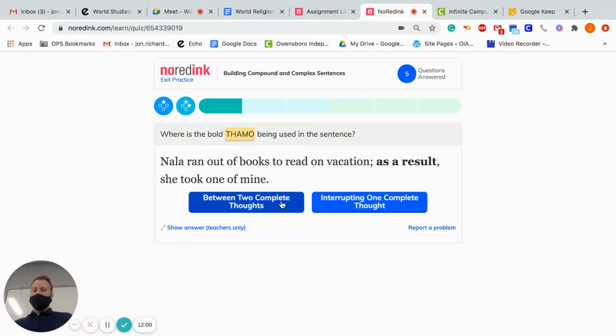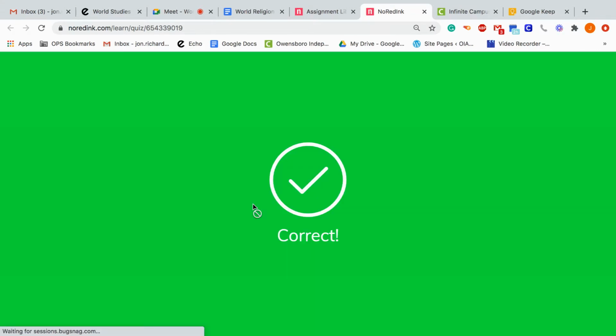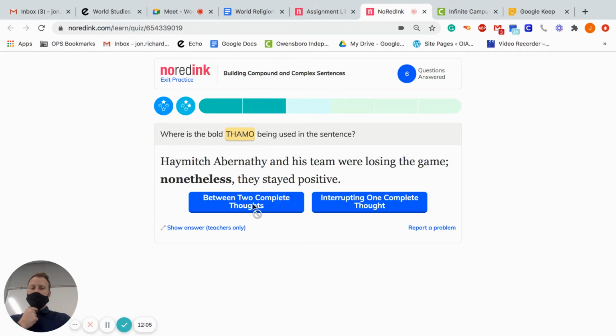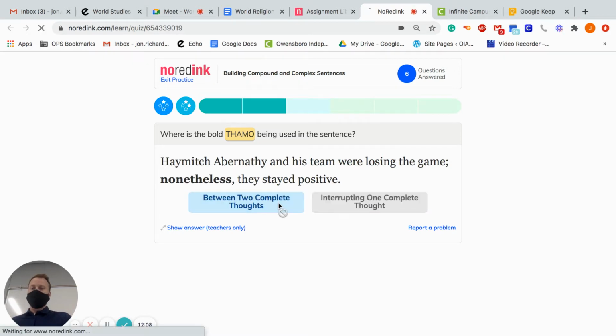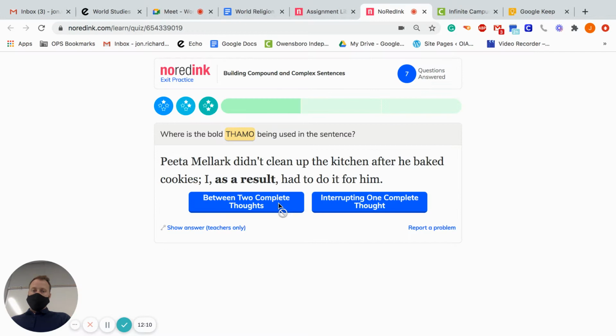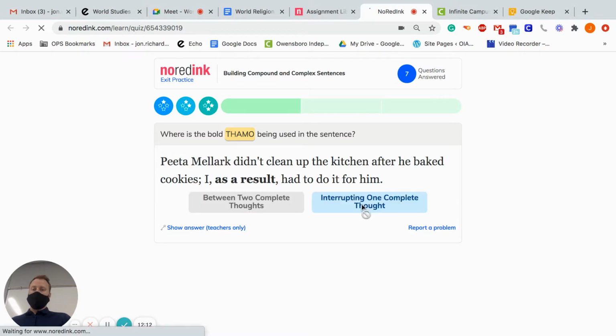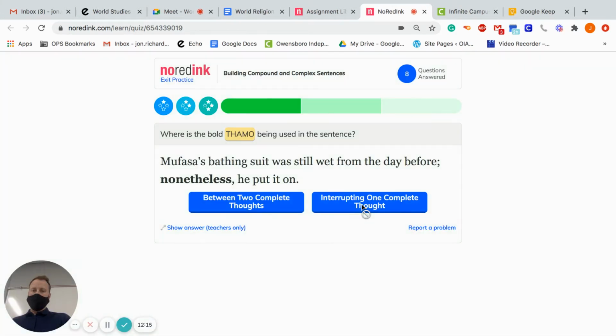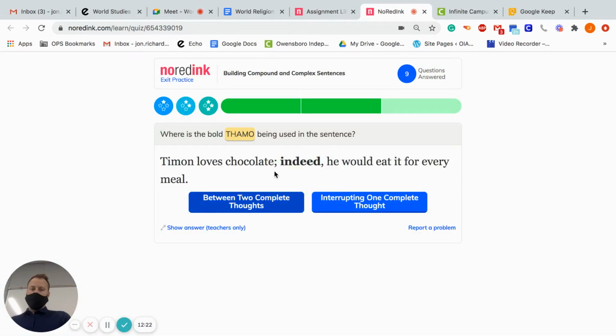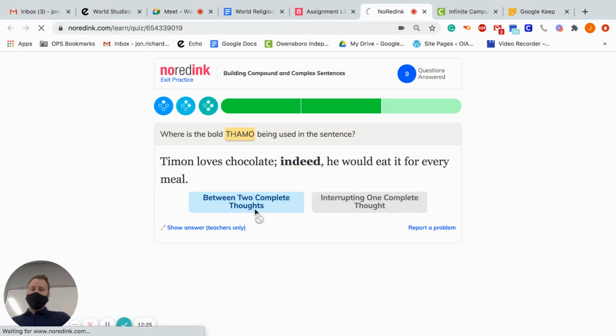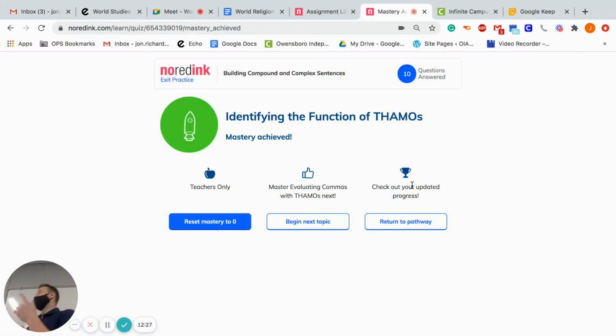Semicolon and a comma: between two complete thoughts. So you can see how fast you can get with this once you figure out the trick. Semicolon, comma, between two thoughts. Comma on both sides, interrupting one thought. Semicolon, comma, between two complete thoughts. Semicolon, comma, between two thoughts. And boom, you can see I knocked out that one section of the six in about three minutes. So once you learn the trick, you can go much faster with it.